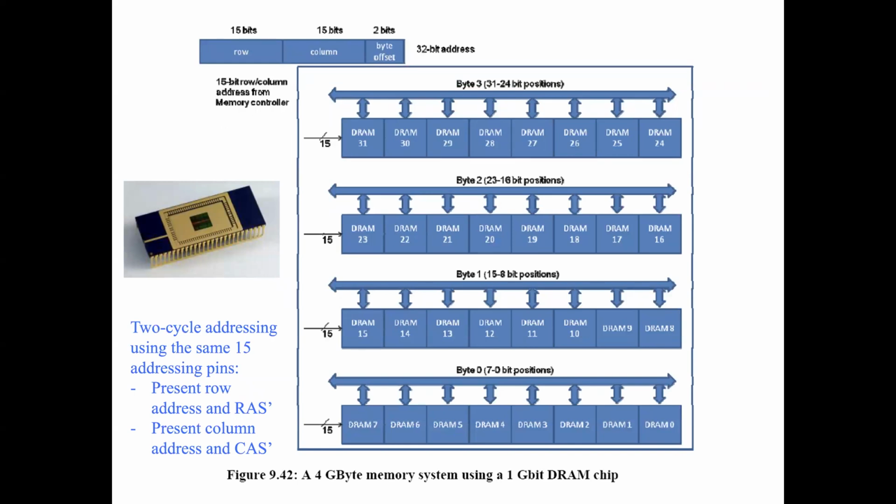So an example of a 4 gigabyte memory system using a 1 gigabit DRAM chip. You want to consider that this uses 2-cycle addressing using the same 15 addressing pins.